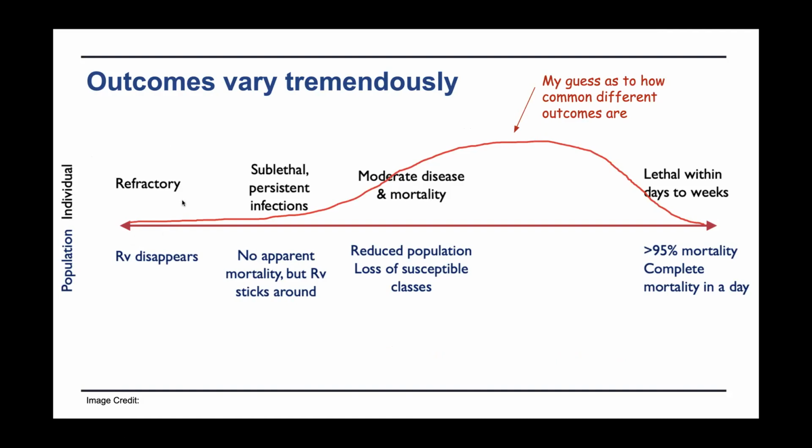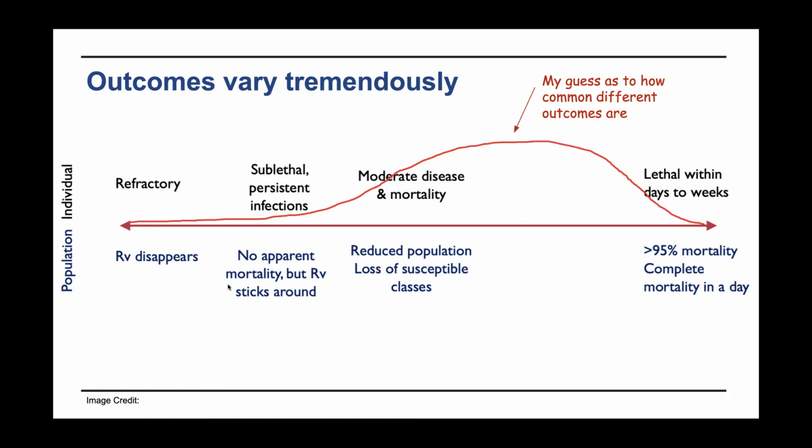So sometimes individuals are essentially refractory. They are uninfectable, or they very quickly clear infections. They can also develop sublethal or persistent infections. Most often we see moderate disease or mortality. And then they can be very, very lethal, maybe 100% lethal within days to weeks.